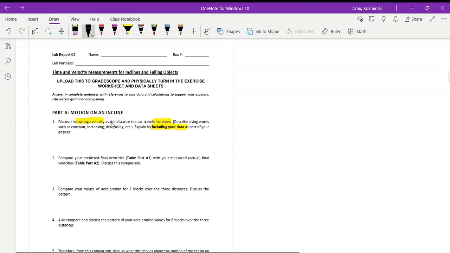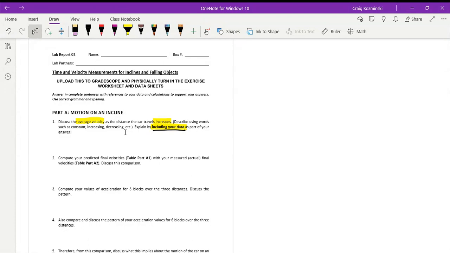And so, for example, you might say, as the distance that the car travels increases, the average velocity either remains constant, increases, or decreases. This is shown, and then this is the part where you would include your data. At a distance of 0.5 meters, we observed the velocity was this. At a distance of 1.5 meters, we observed that the velocity was this. In order to receive full credit on your lab report questions, you have to include data that is the evidence that will support your claim in the answer.